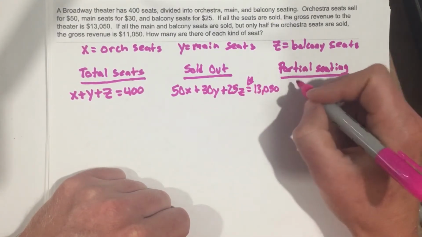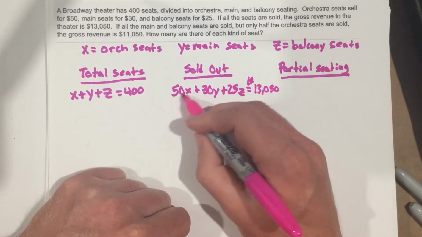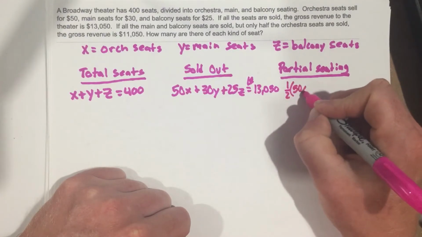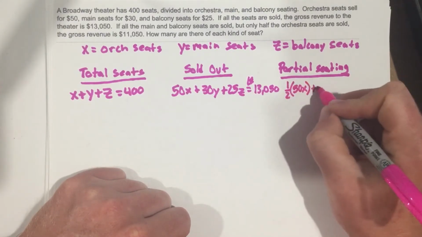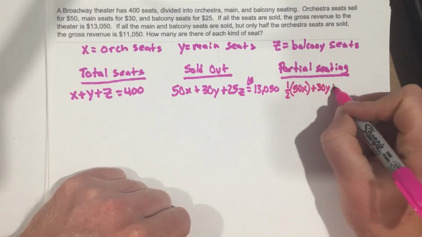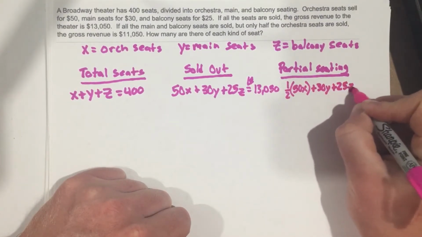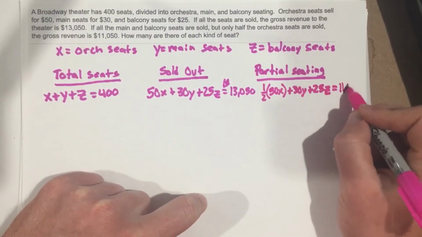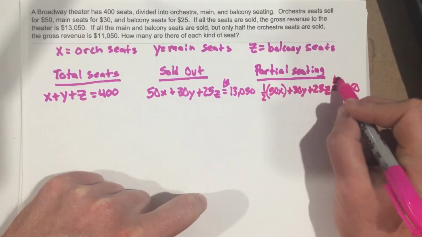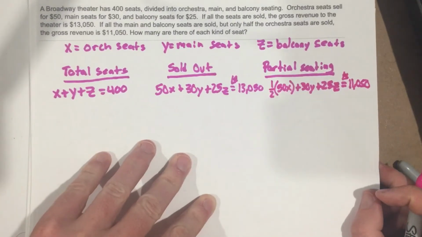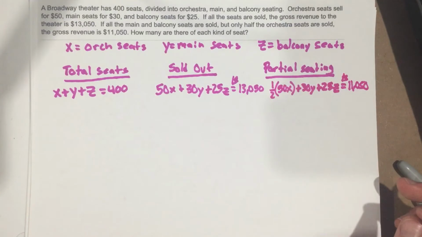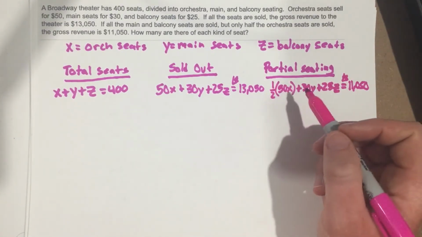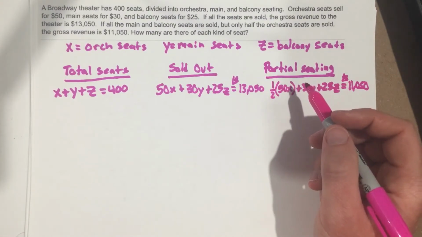We'll write this equation out, but for the orchestra seats, which is the X part, we're going to say 1/2 of 50X plus 30Y plus 25Z, that equals 11,050. Okay? So now we have 3 equations because this is half, they were half sold here. What we need to do is start combining these together.